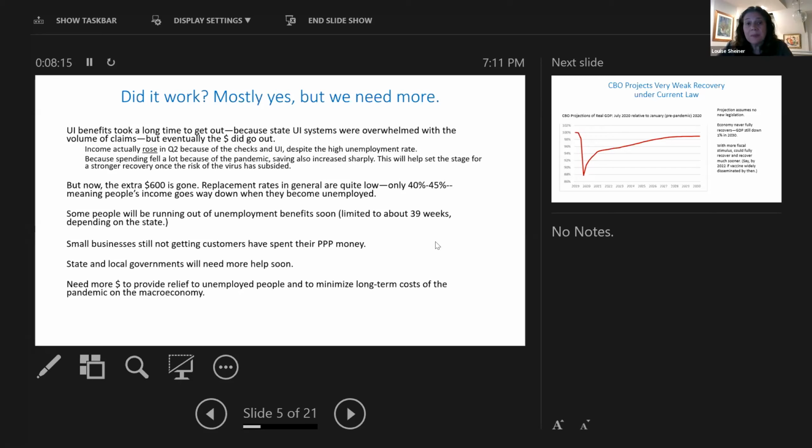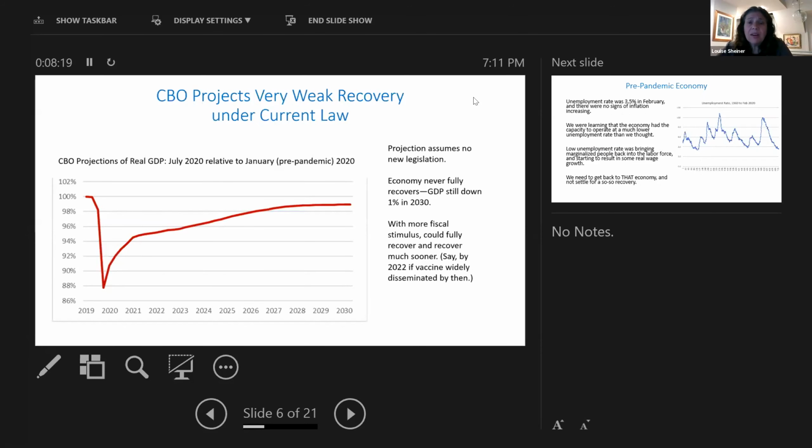on the macroeconomy. So one way of looking at where we are is the Congressional Budget Office, CBO, sort of projects the economy under current law. So assuming there's no more stimulus funds passed, this was their projection. This is the ratio of real GDP in their projection in July 2020 versus January before the pandemic. So this is basically the effect of the pandemic on activity, on GDP.